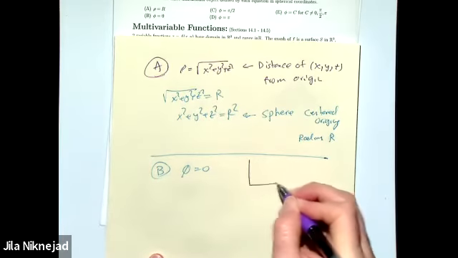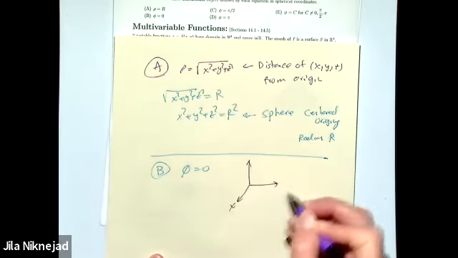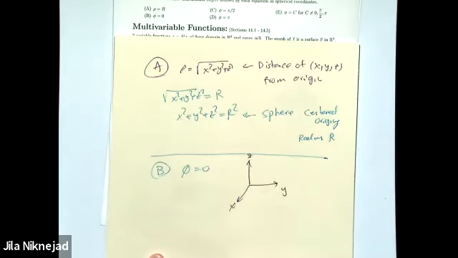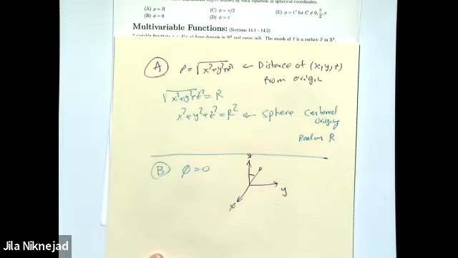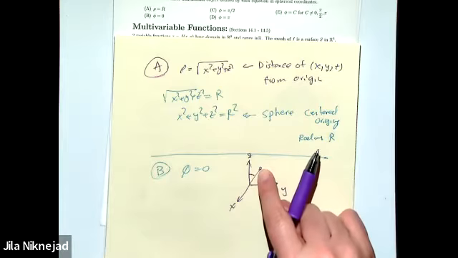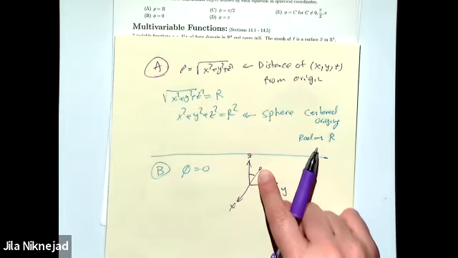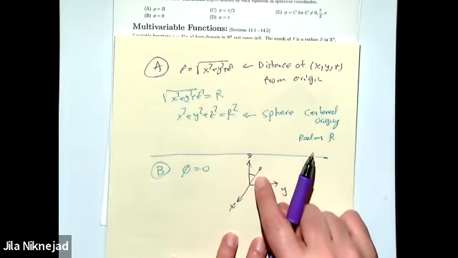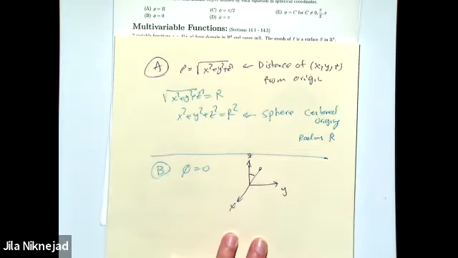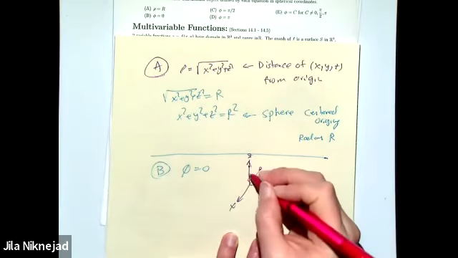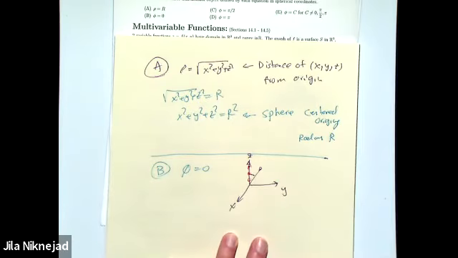Let me think about this. X, Y, Z. Phi is this angle made between Z and the position vector, right? Now, when is this angle 0? As I did right here, right? So any point over here, over here, over here, over here, that phi is equal to 0.